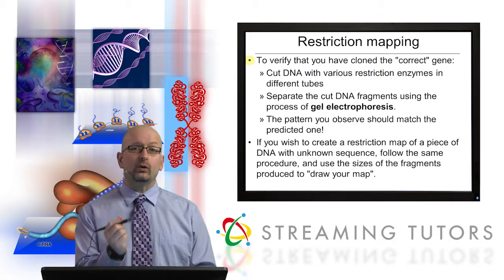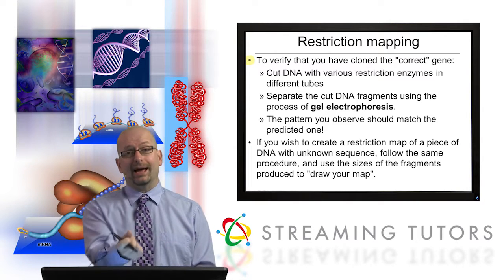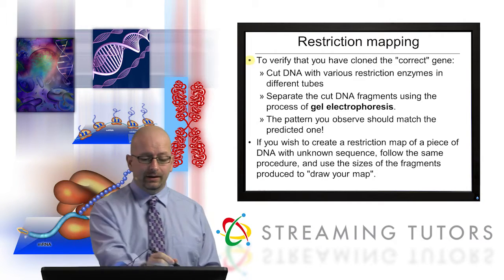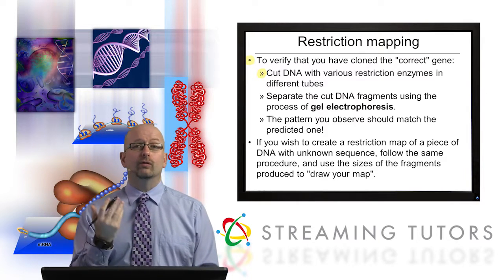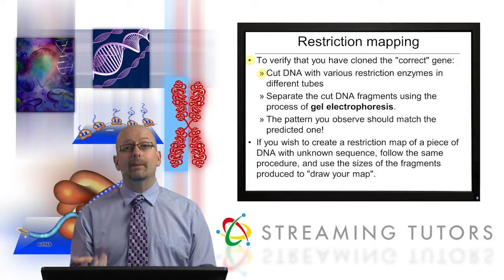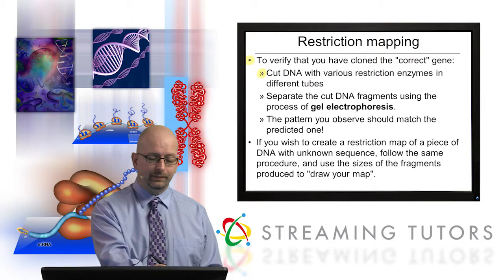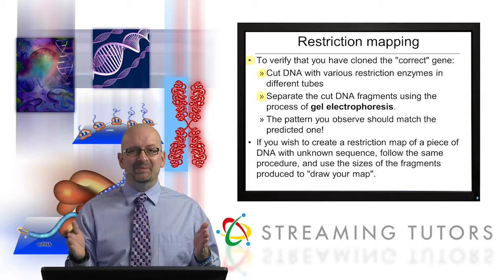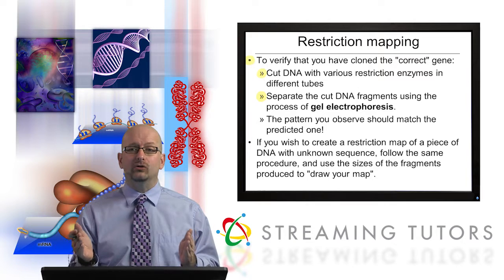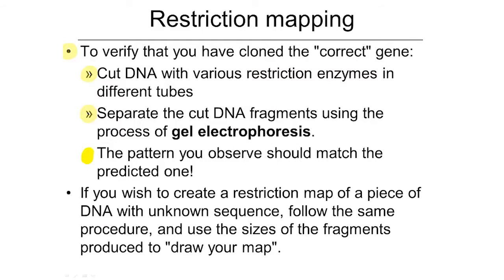Well, what you can do is take your plasmid, isolate it back, and then cut DNA with either various restriction enzymes or combinations of those enzymes in different tubes. In other words, separate them. And then separate them in a different way by size on a gel, and the pattern you perceive should match the predicted one. So in other words, let me try and draw a little picture of this.